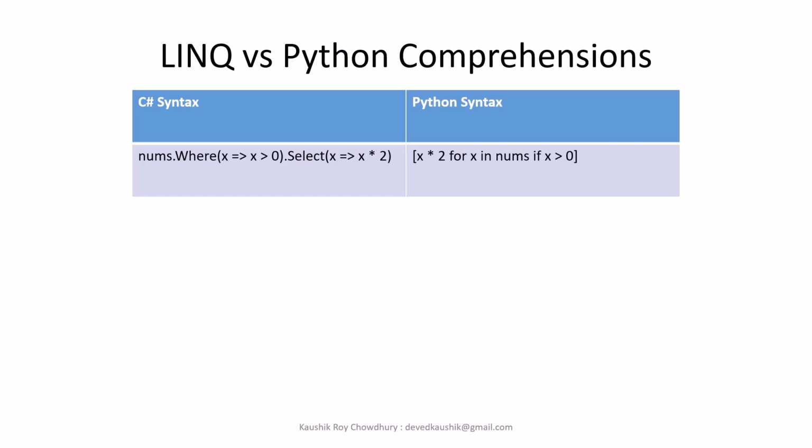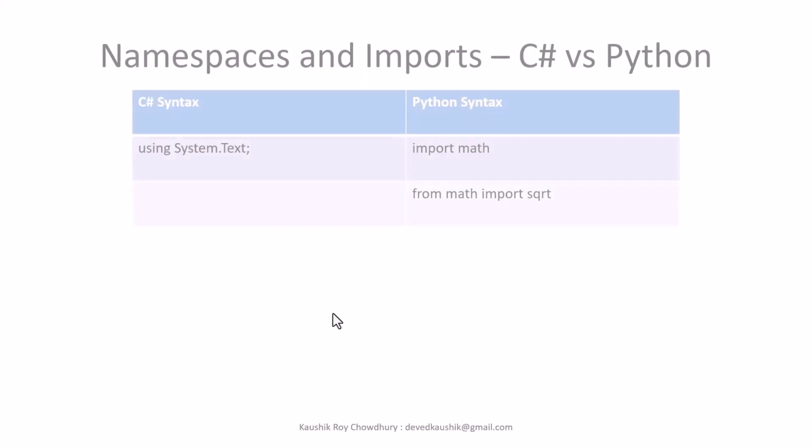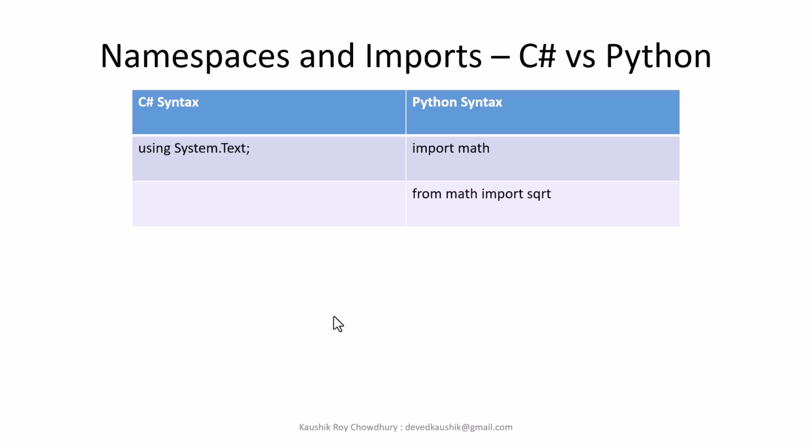So finally we come to namespaces and imports. While C# uses using to import namespaces, Python uses import. So import math, and then from math import sqrt. You can also import specific functions or classes using from module import name, giving you more flexibility. Python imports are lighter and easier to manage, especially in notebooks.